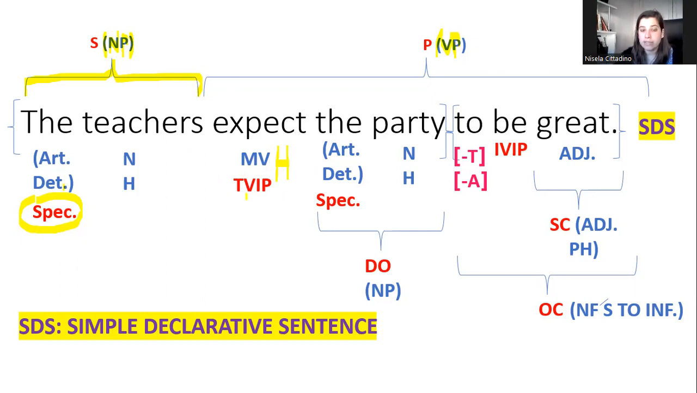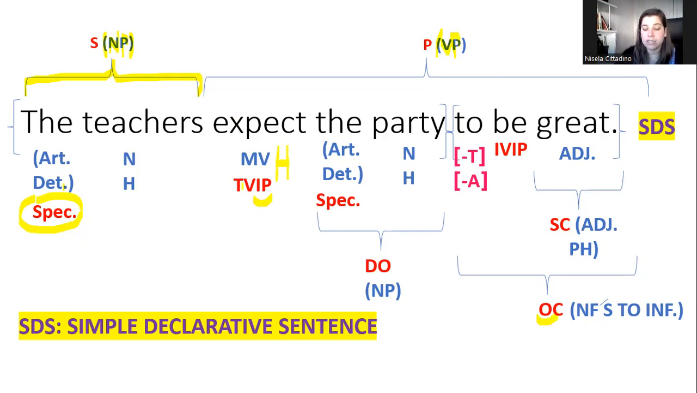And it is a transitive verb. Why? Because we need an object. We expect what? Something. So it is a transitive verb. In this case, it's of incomplete predication because then we have an object complement. We will see how that goes later.